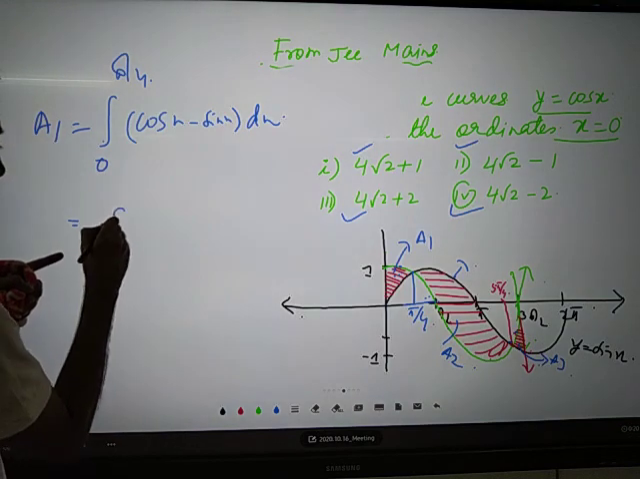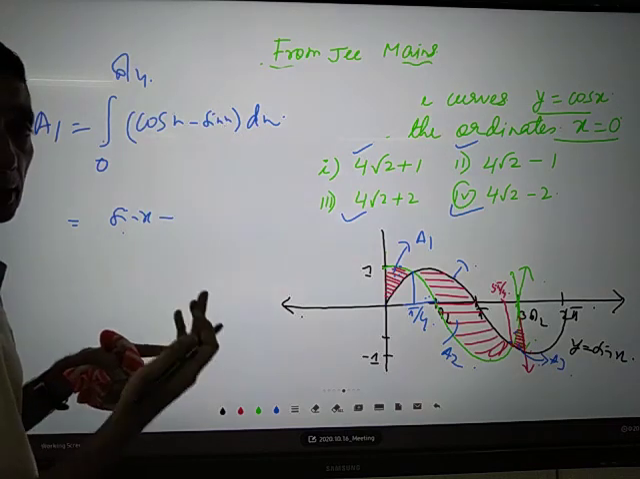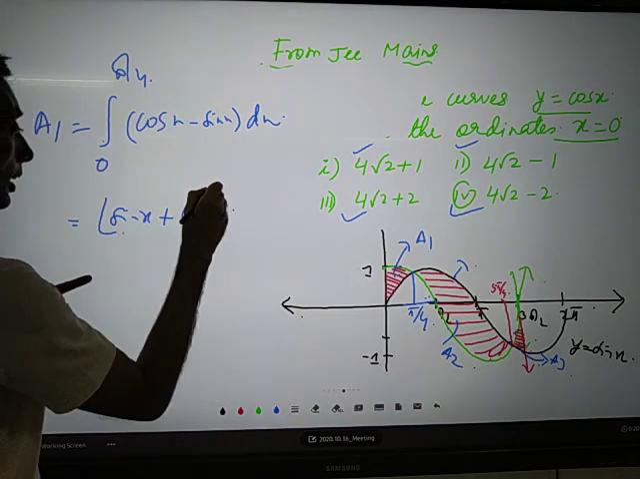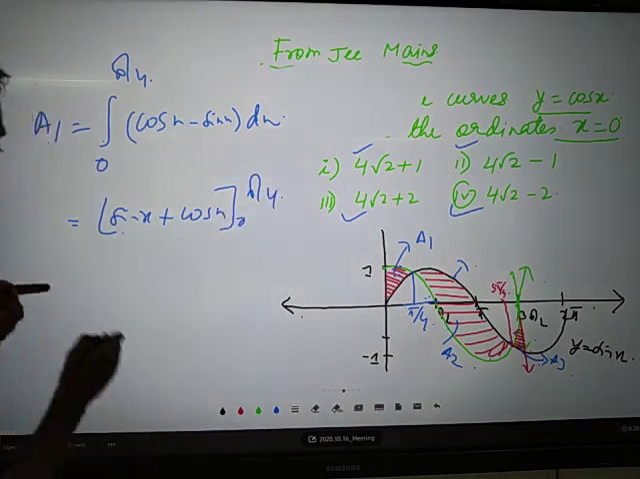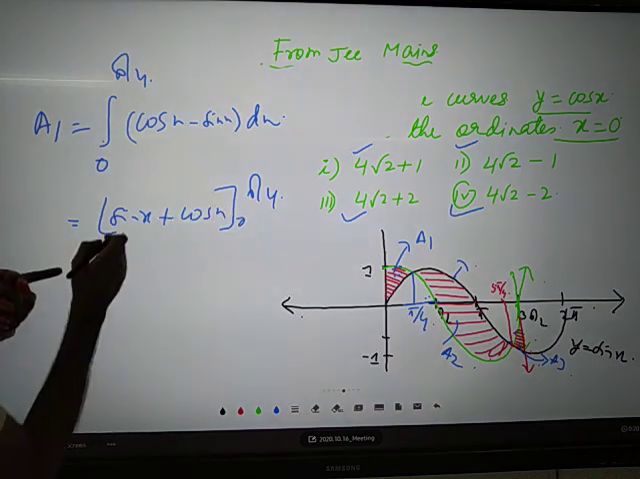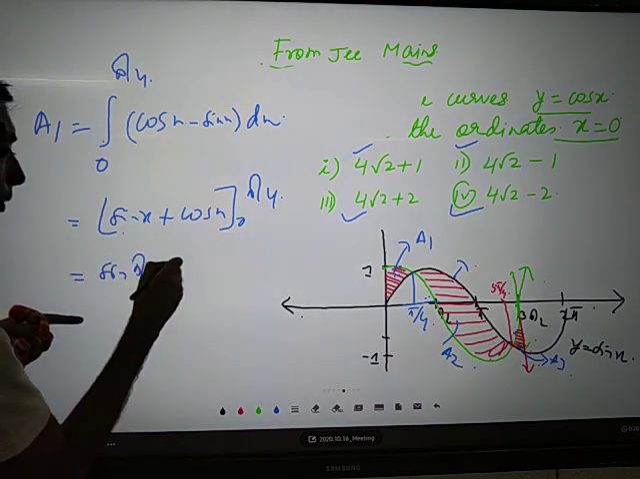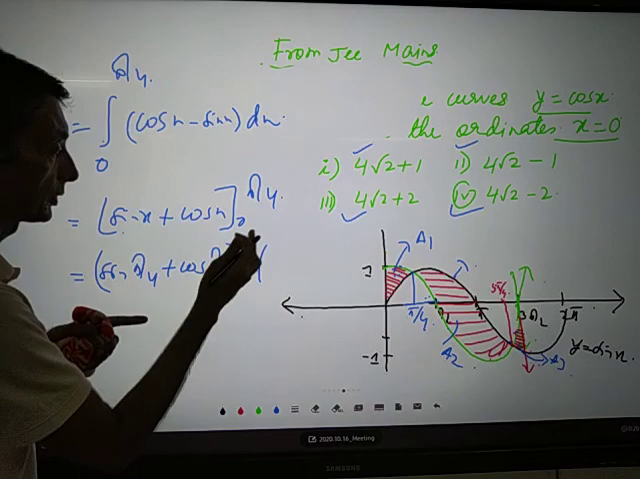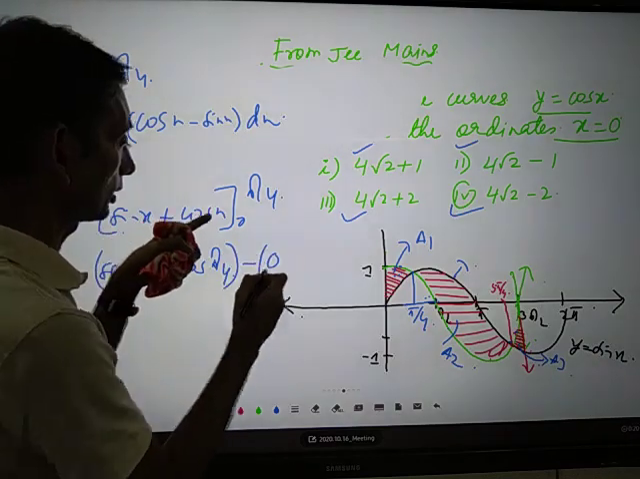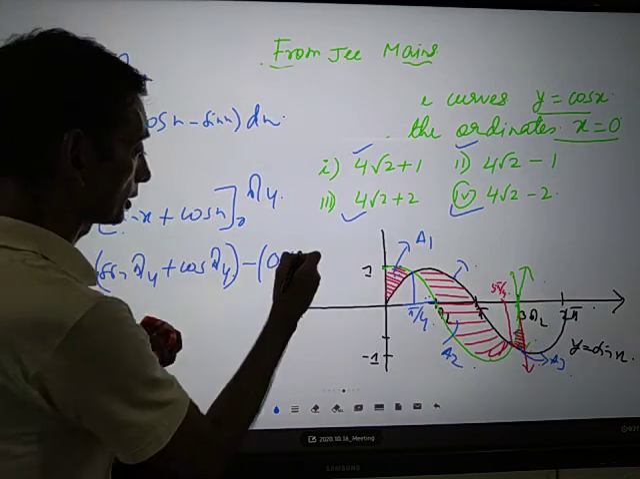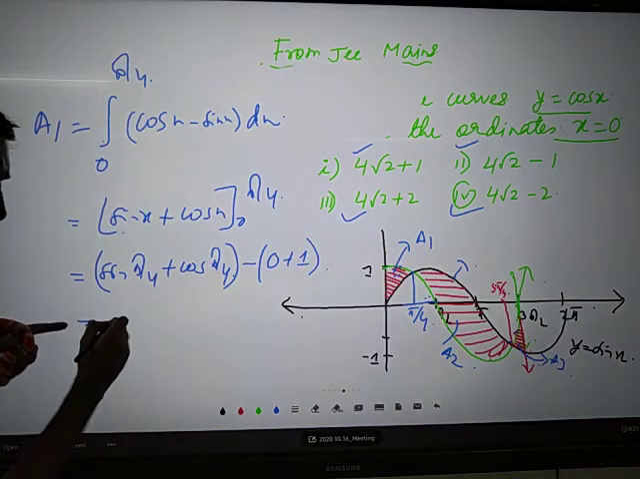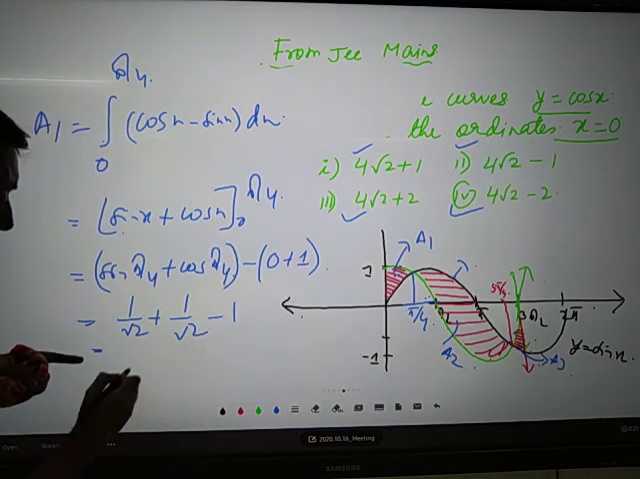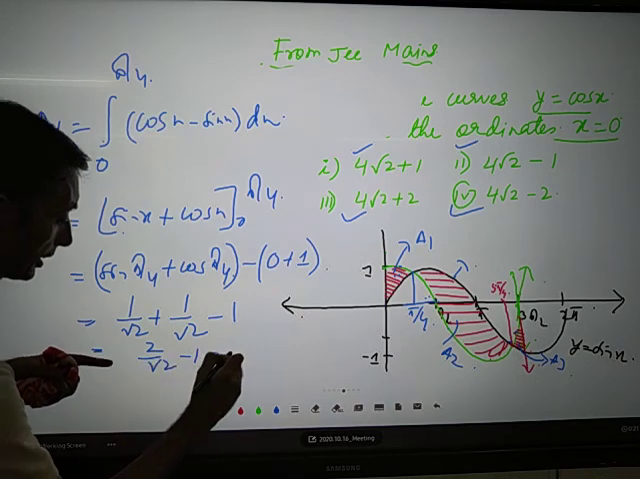The integral of cos x is sin x, and the integral of sin x is minus cos x, that is plus cos x, from 0 to pi by 4. So if we substitute pi by 4, it's sin pi by 4 plus cos pi by 4, and minus, if you substitute 0, sin 0 is 0 and cos 0 is 1. So finally sin pi by 4 is 1 by root 2, and this is 1 by root 2 minus 1. So 1 by root 2 plus 1 by root 2 is 2 by root 2, minus 1, which gives us root 2 minus 1.